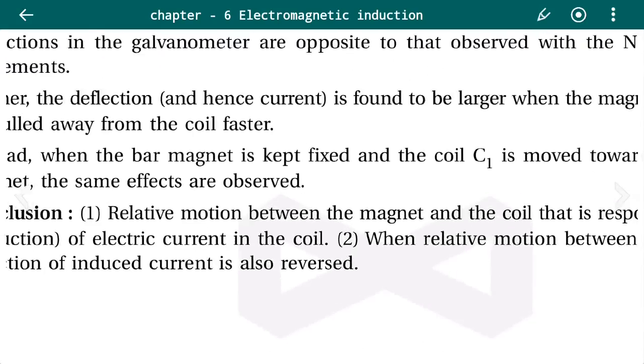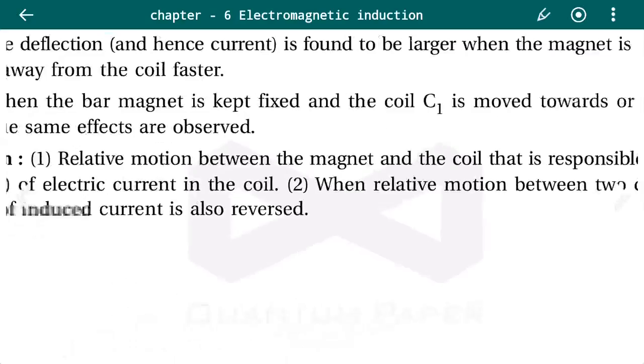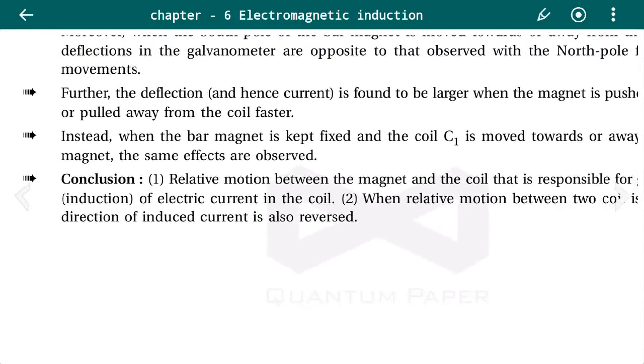Conclusion. Relative motion between the magnet and the coil is responsible for the generation of electric current in the coil. So what does this experiment show? The relative motion of the coil or the magnet.